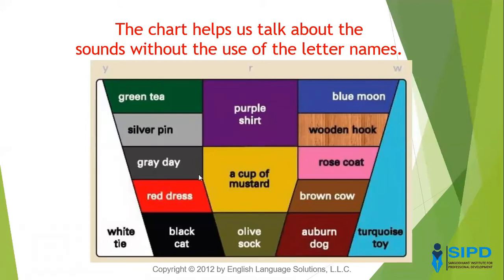Gray day, red dress, black cat, white tie, purple shirt, a cup of mustard, olive socks, blue moon, wooden hook, rose coat, brown cow, auburn dog, turquoise toy. Great. Nice try. Okay, let's do it with me.